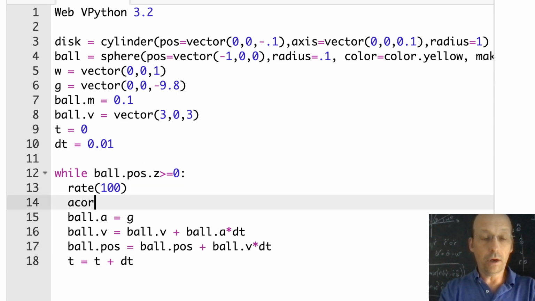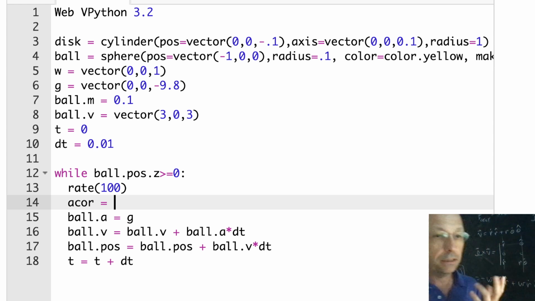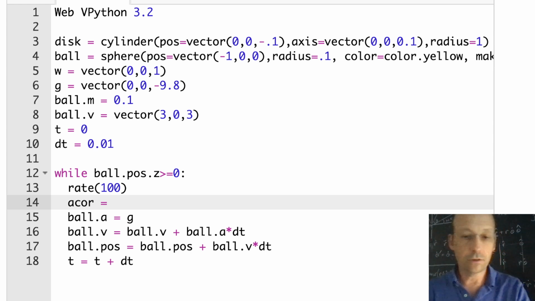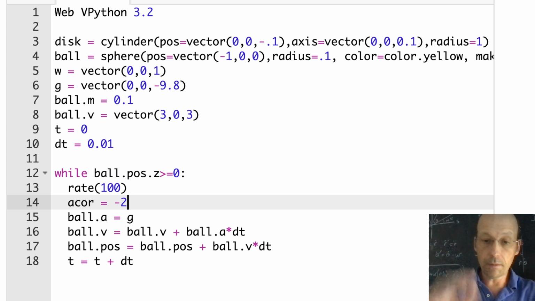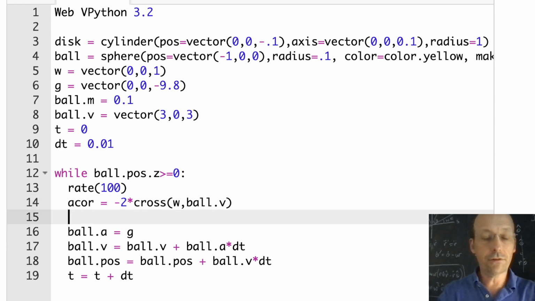a_cor, that's the Coriolis acceleration. Okay, so it's the force divided by the mass, so I don't really need the mass. So looking over here, the Coriolis force is -2 omega cross v. I'm sorry, I'm doing this one: -2 omega cross v. So it's going to be -2, I don't need the mass, times the cross product of the vector omega with the vector v. So it's going to be omega and ball.v. That's the Coriolis force.